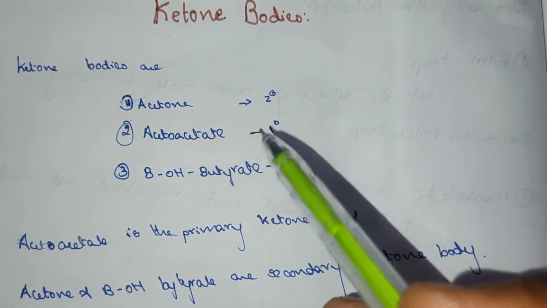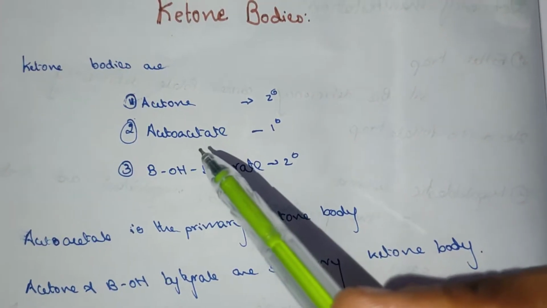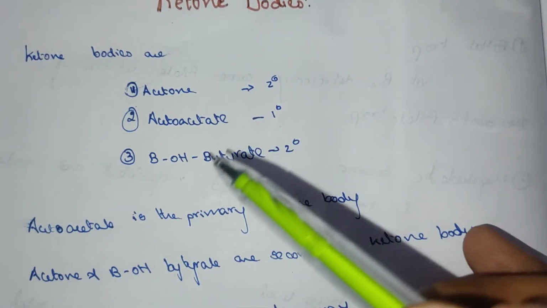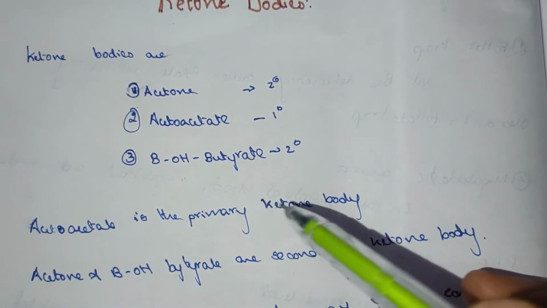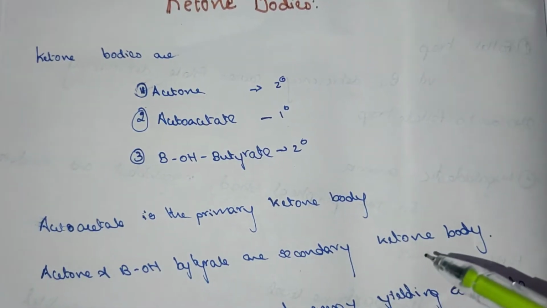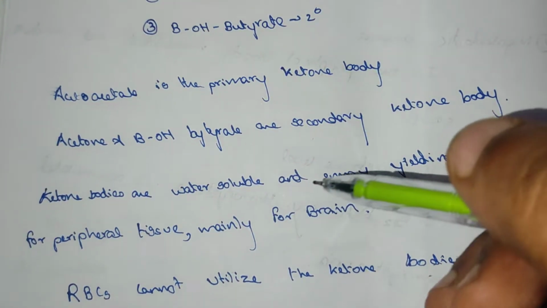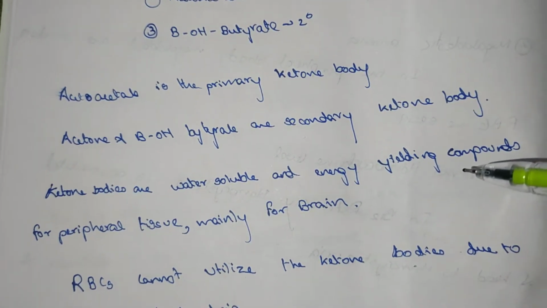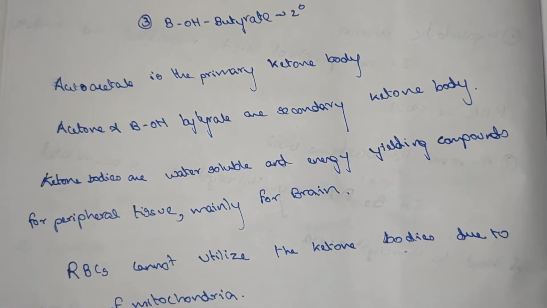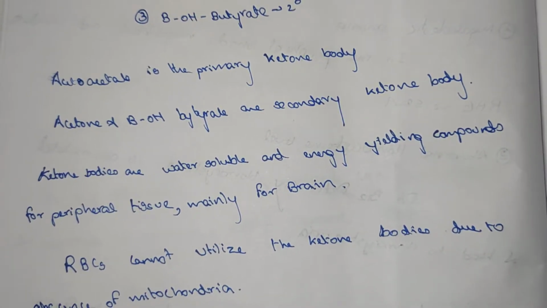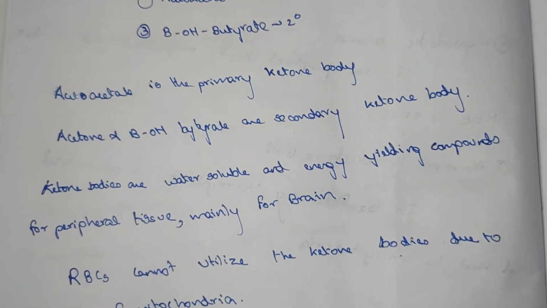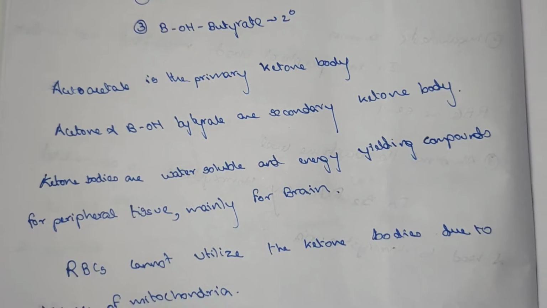The primary form of the ketone body is acetoacetate, and the secondary forms are beta-hydroxybutyrate as well as acetone. The ketone bodies are water soluble and energy yielding components for peripheral tissue, mainly for the brain, and they are useful when there is a condition of starvation.